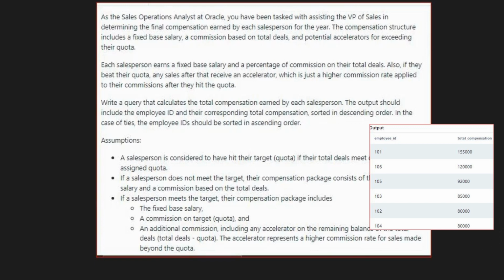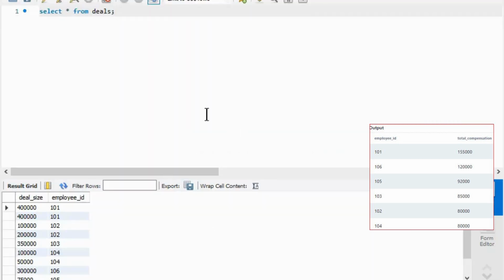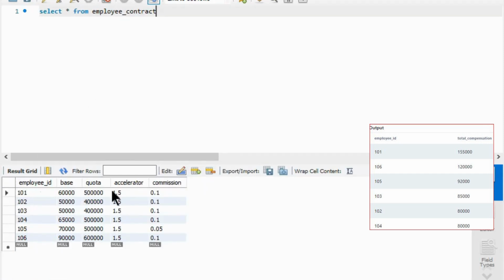So what they need is employee ID and total compensation, and the total compensation should be calculated based on the base and the sales target, whether they meet the quota or not. If they meet the quota, there is a separate calculation. If they don't meet the quota, there is another calculation. These are the two tables: we have the deals table with deal size and employee ID, and the other table is employee contract. So base, quota, accelerator, and commission. We do the calculation as per the quota, accelerator, and commission for the total compensation.